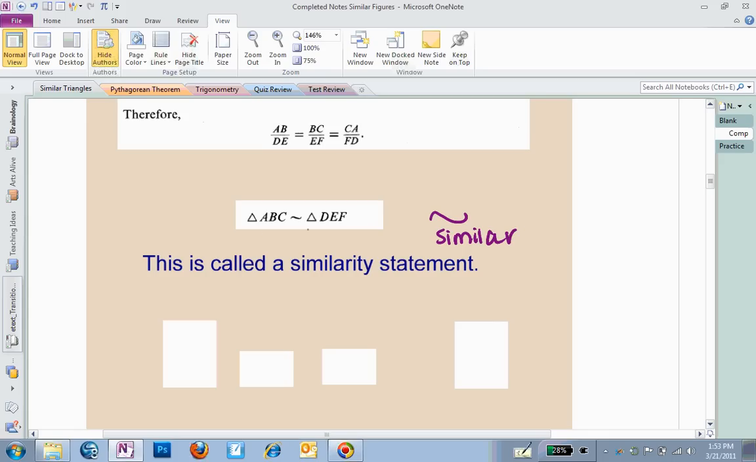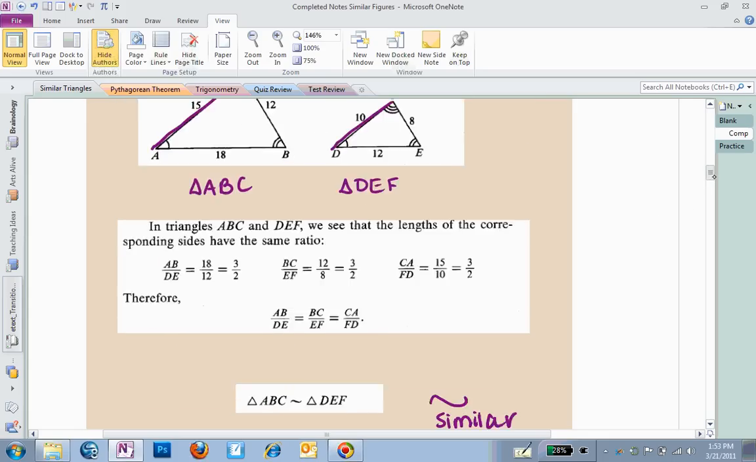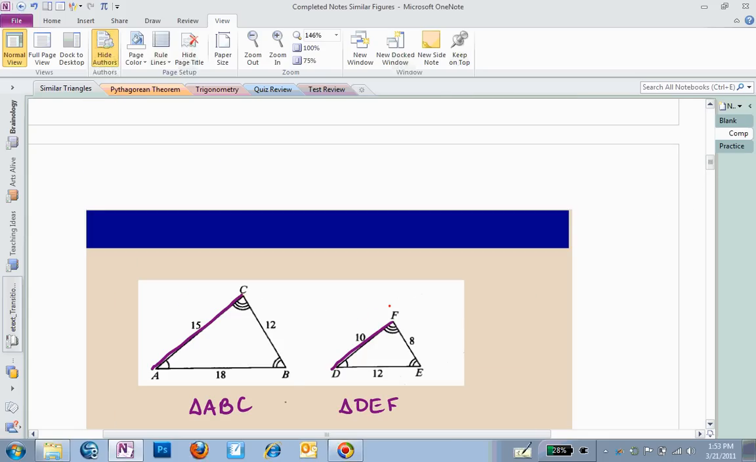So this is read, triangle ABC is similar to triangle DEF. One thing that's really important to keep in mind is that the notation is very specific. This lets us know that because of the order the letters are written in, angle A is congruent to angle D, angle B is congruent to angle E, and angle C is congruent to angle F.